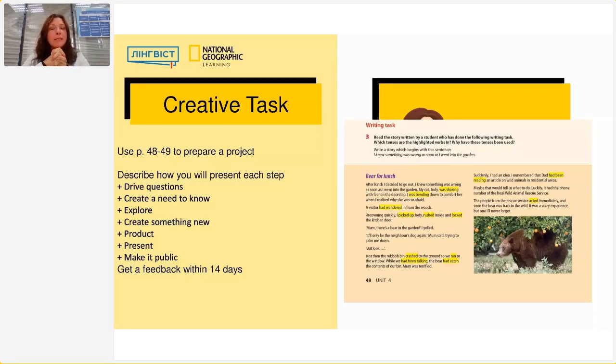You follow these steps. You can take photos of these steps now. So you need to describe the procedure. How will you drive questions? How will you create a need to know? So you have a chance to practice creating a real project. You think about possible products. You think about how to make this product public. Then maybe you change how to, what new things your students create.